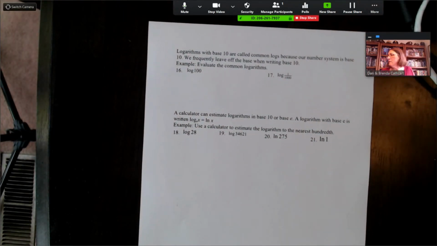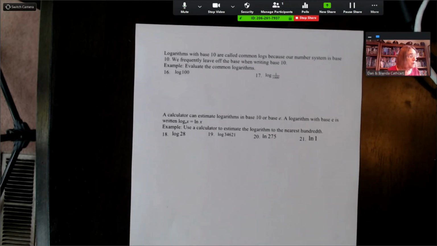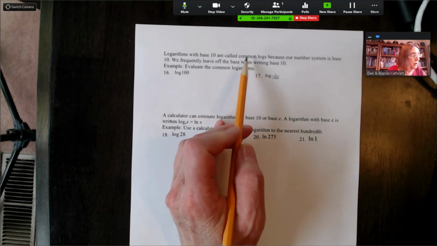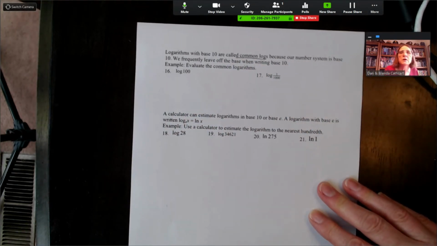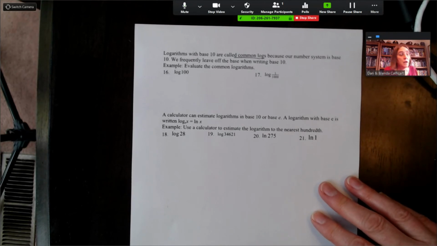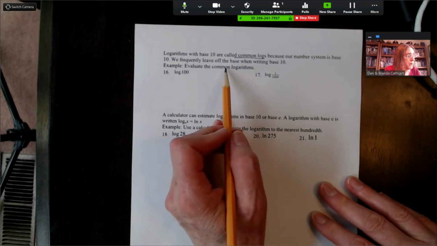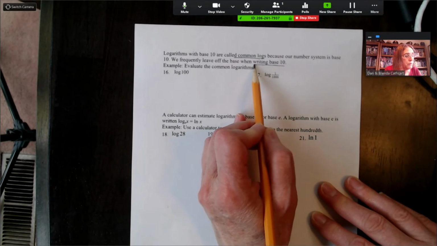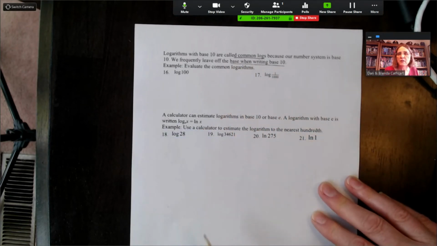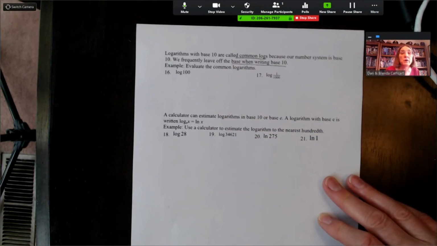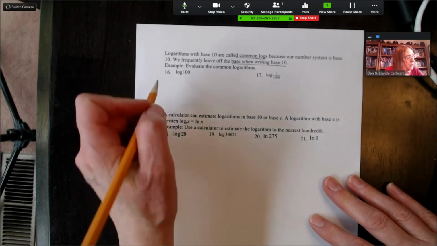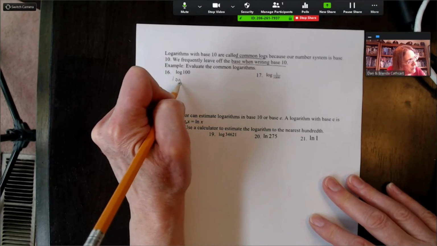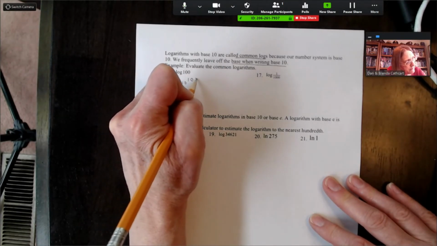Okay, using our calculator now, we can do logarithms on our calculator. Logarithms with base 10 are called a common log because our number system is base 10. And we frequently leave off the base when we write logarithms with base 10. We do that because we're basically a little bit lazy and we don't want to write it out. So when I see log of 100, I know this means log base 10 of 100.